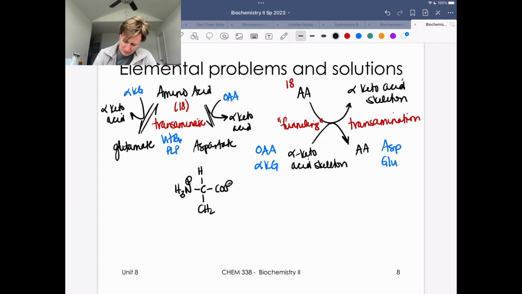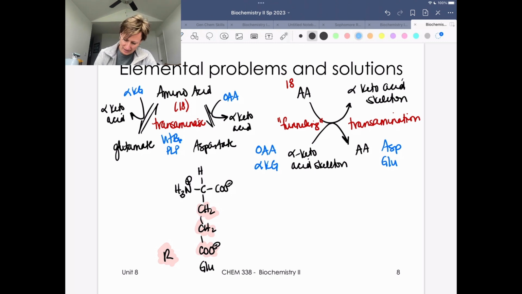So we've got 2 methylene groups, and then we've got a carboxylate group. So this is going to be glutamate, okay? So highlighting what we have for the R group is right here. So that is going to be our R group, okay?